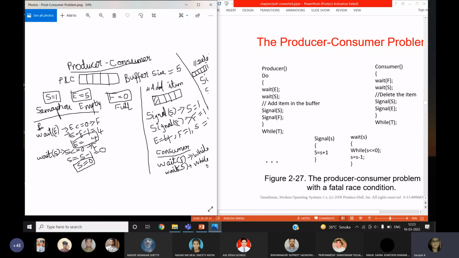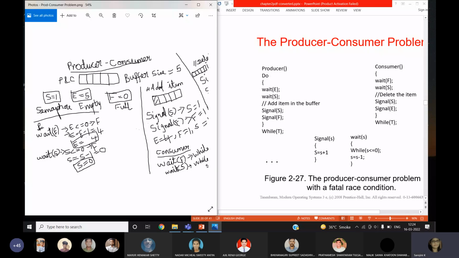Here we are using 3 variables, S, E, and F. S denotes the semaphore, E denotes empty, and F denotes full. To denote these 3 different things, we used 3 variables, which are S, E, F respectively. Initially, the semaphore we are initializing with 1. Here also the semaphore is a binary semaphore, either 0 or 1. S is the semaphore variable, and we are initializing its value to 1.